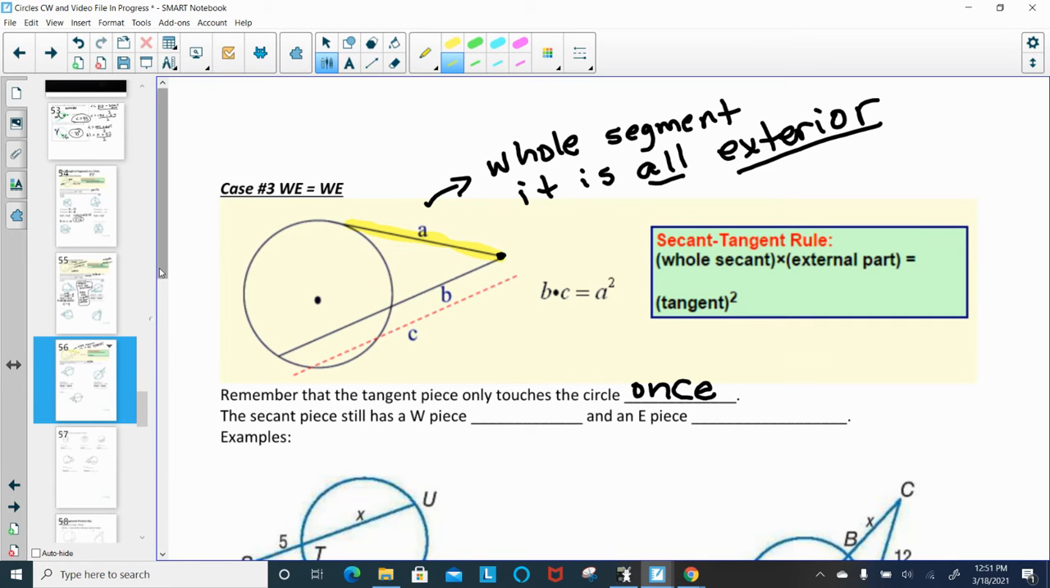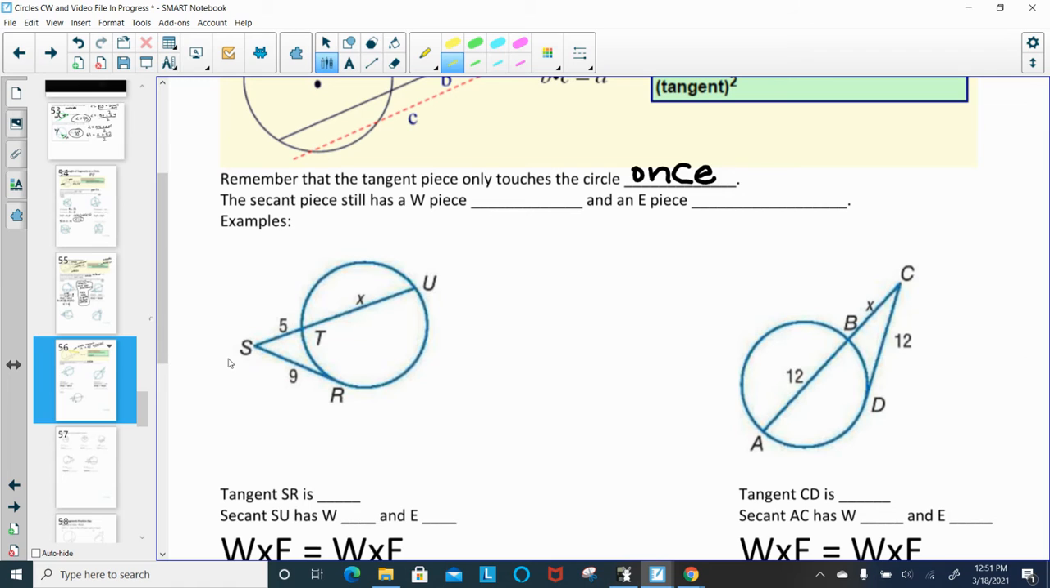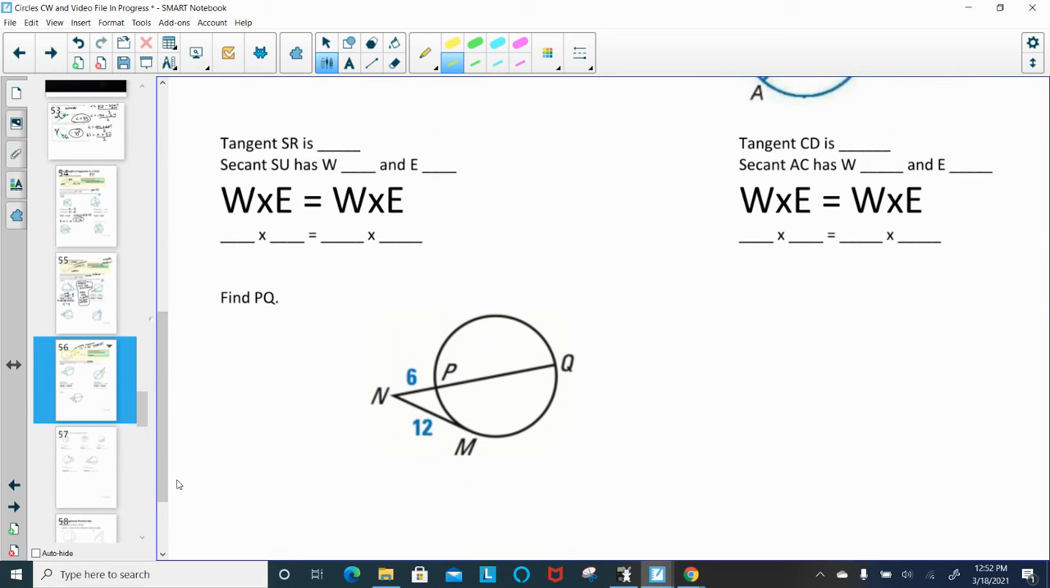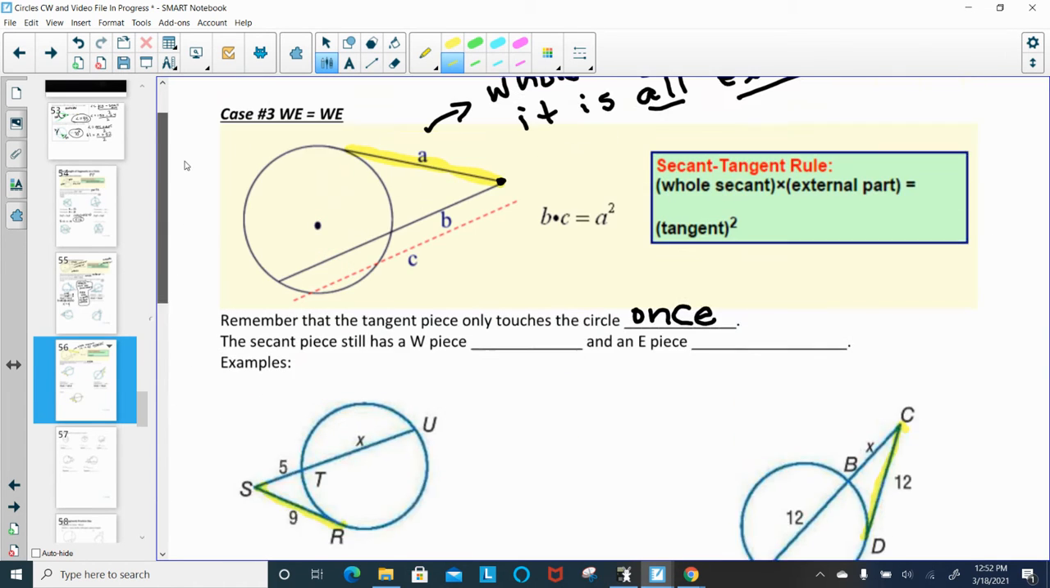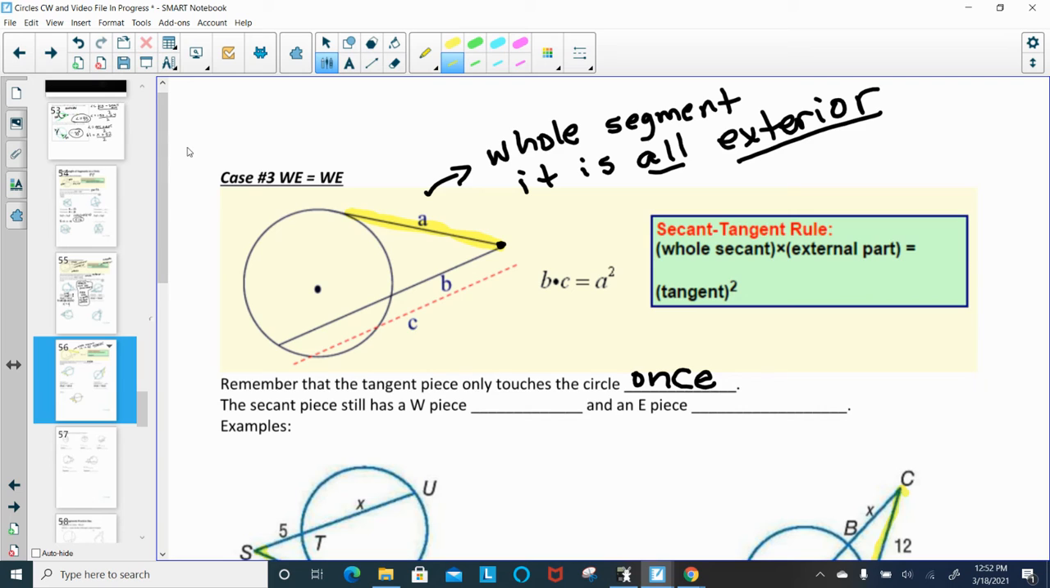And you can look at the ones down below in your packet. See, SR, that's a tangent. CD, that's a tangent. So this exterior part, 9, is also the whole. This exterior part, 12, also the whole. And so I think you guys can see that happening here. Here's your tangent part, 12. Okay, so let's work through one of these problems.